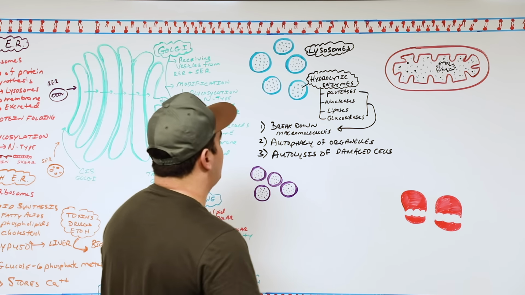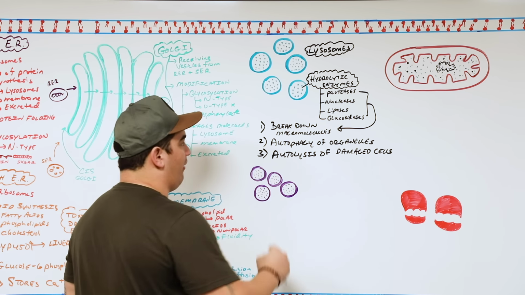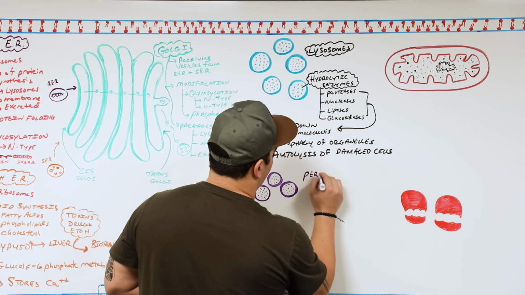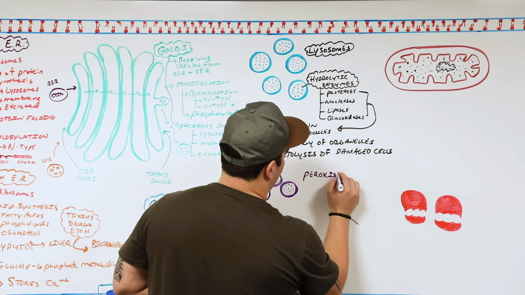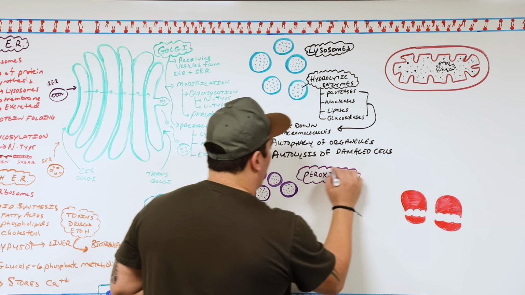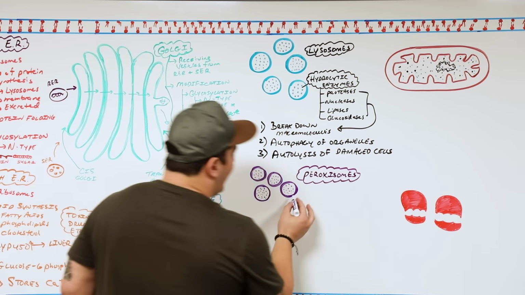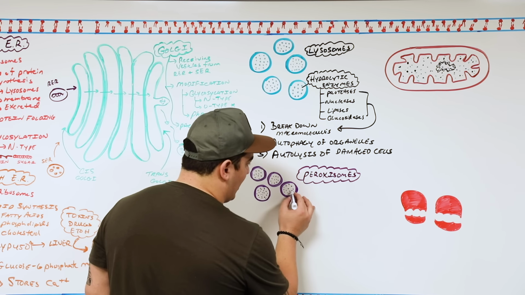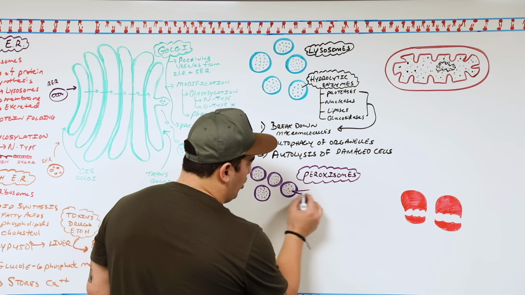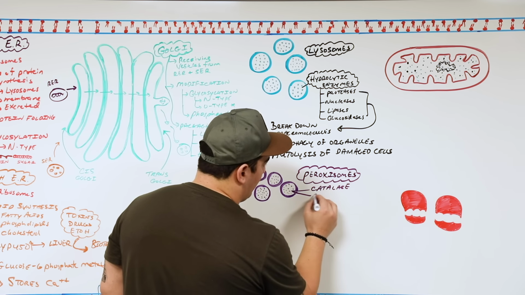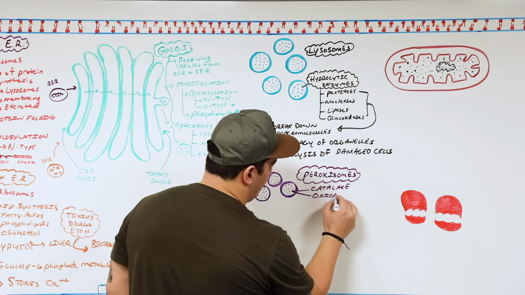All right, next one. Pretty cool ones. These are actually one of my favorite organelles, and these are called peroxisomes. These are also spherical little organelles, and they contain a lot of different enzymes. But by far, one of the most interesting enzymes that they contain, there's two of them. One is called catalase, and the other one is called oxidase.